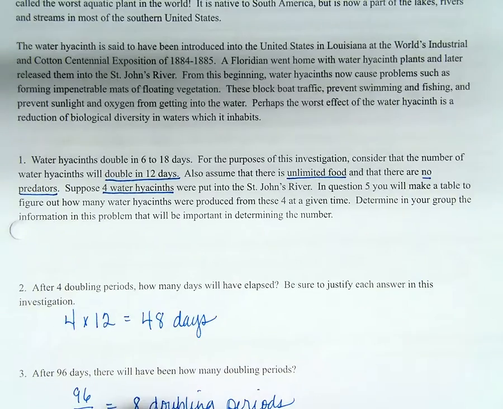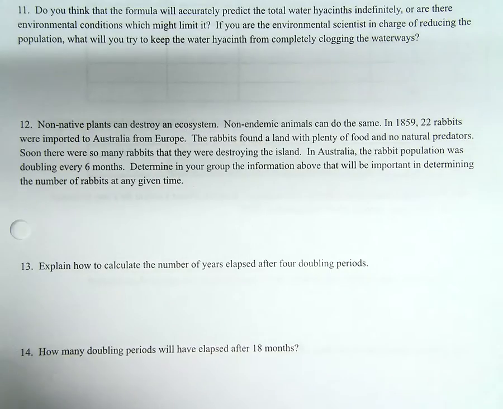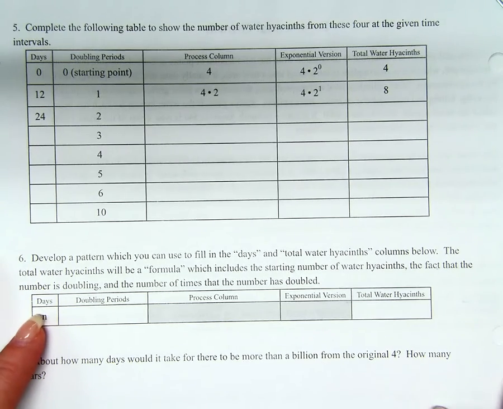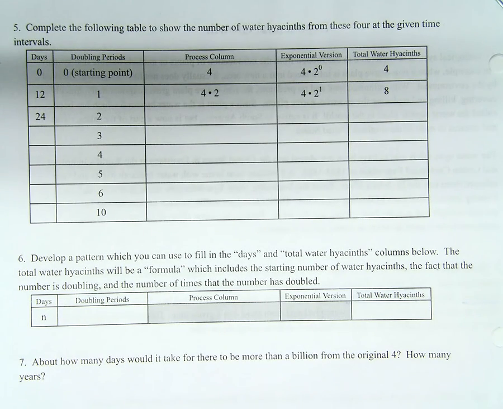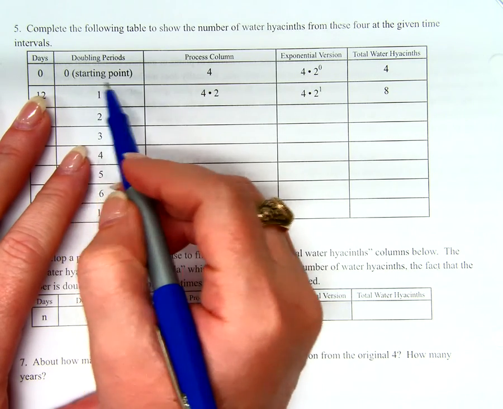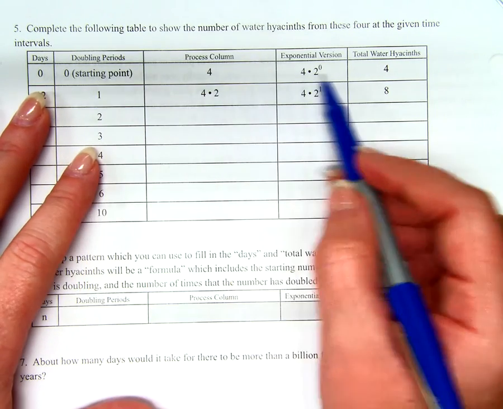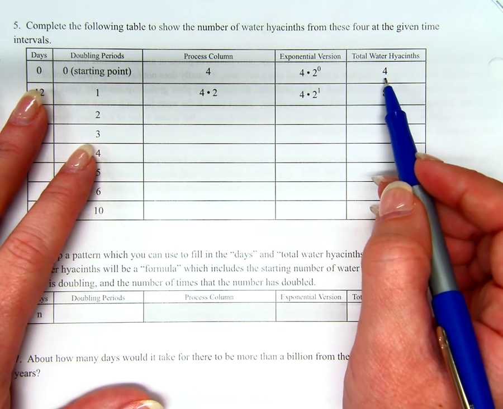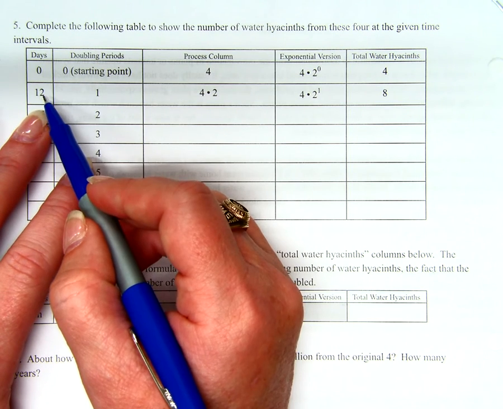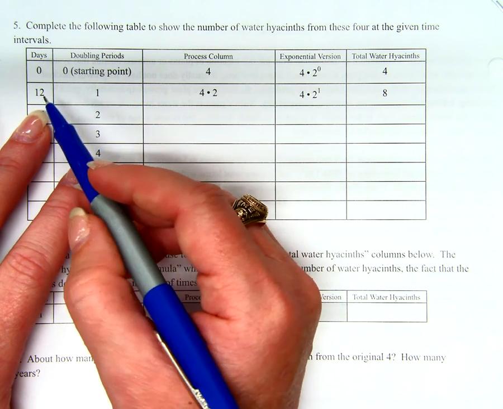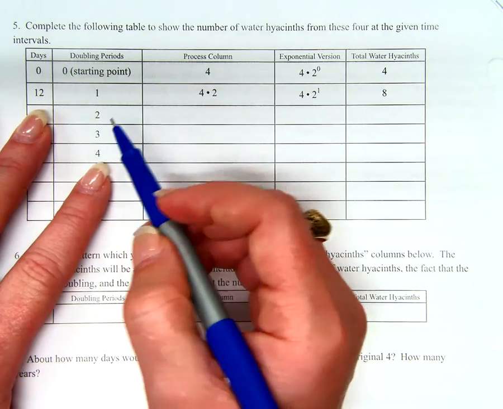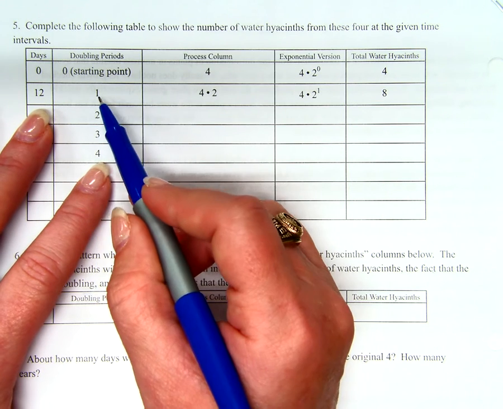So now we already talked about the fact that in number 5 we're going to make a table. So let's work on that table. Okay? Complete the following table to show the number of water hyacinths from these 4 at the given time intervals. So we start out with 0 days, which is our 0 doubling periods because that's our starting period. How many water hyacinths did we start out with? 4. Okay. Now after 1 doubling period, that would have been 12 days. Because even though it is between 6 and 18, like it told us at the beginning, we've decided to go with 12 so that we have a common number that we're dealing with. Is that okay?